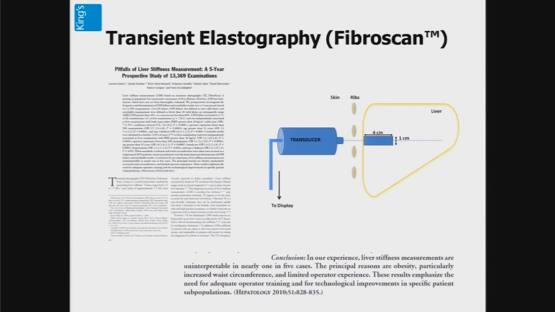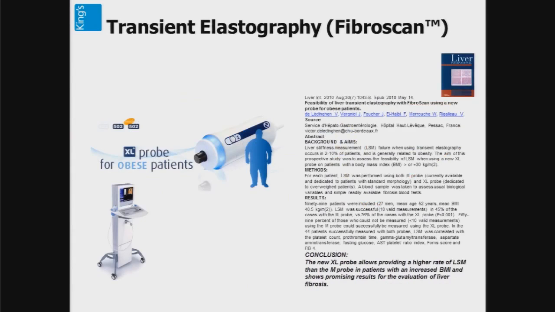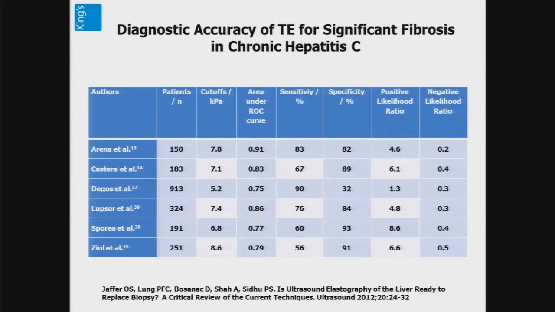Are there limitations to this method? There are limitations, and the principal reason is obesity. If you've got a fat patient, you're not sure if you're putting the probe on a rib or on the liver, if you can't see where the liver is. So you're going to get poor readings. And this is based on the waist circumference, and it also takes a lot of time to actually learn how to use this. The company came out with a probe for obese patients, the larger XL probe, which is much better. It can deal with the waist circumference as well, and this improves your diagnostic accuracy.